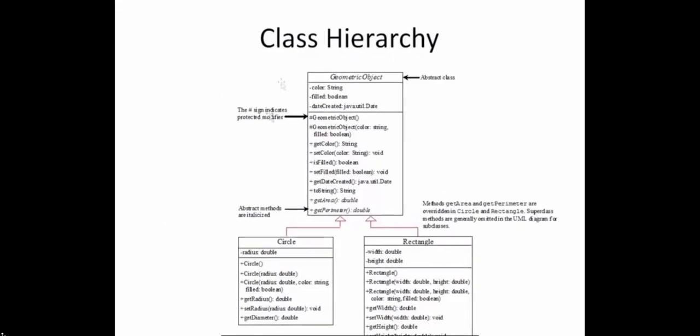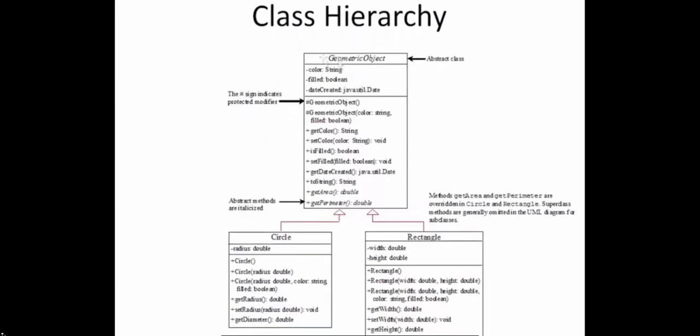So first thing you'll see is that we have geometric object, the superclass, and this is going to be an abstract class. Now, for the constructors, we've modified them slightly, so instead of being public, they're going to be protected. Now what that means is that only members of this class hierarchy can call the constructor for geometric object.